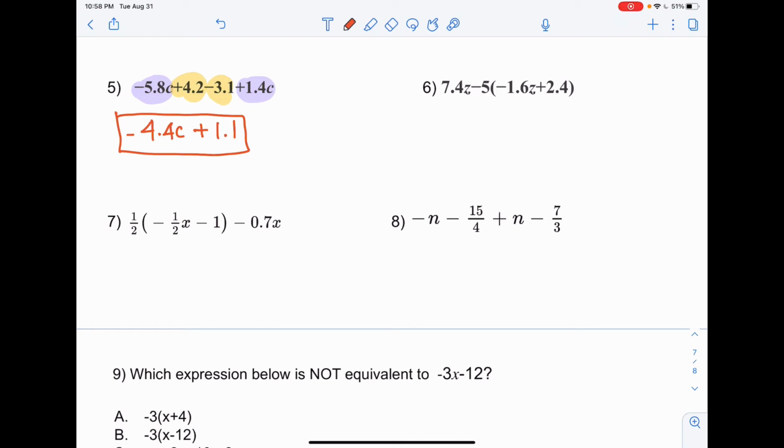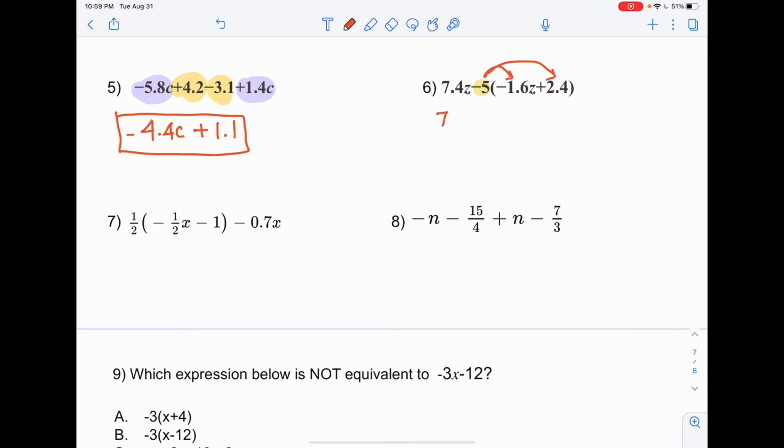Let's continue with number 6. Now we don't only have the distributive property here, we have also decimals. So let's go ahead and continue with the same strategy. We're going to start with distributing negative 5 over negative 1.6z and 2.4. Then we are going to combine like terms. So let's show one more time. You're distributing negative 5, not 5, over negative 1.6z first, and then 2.4.